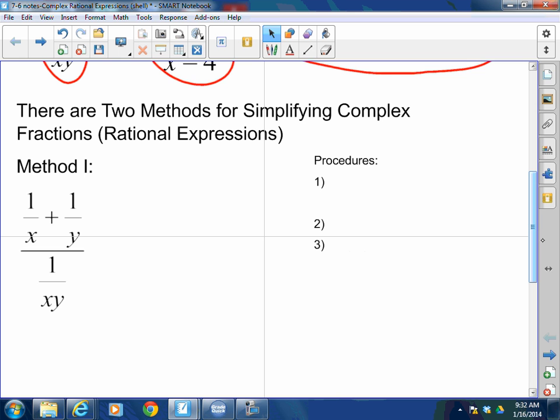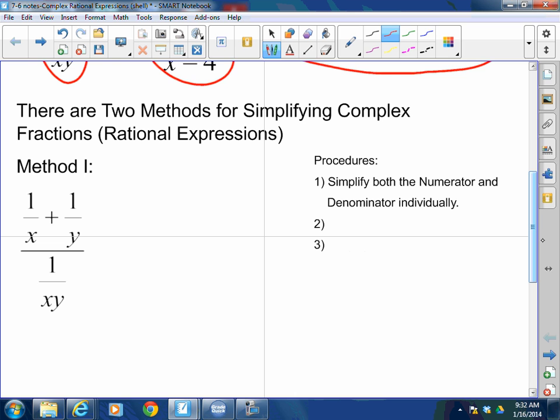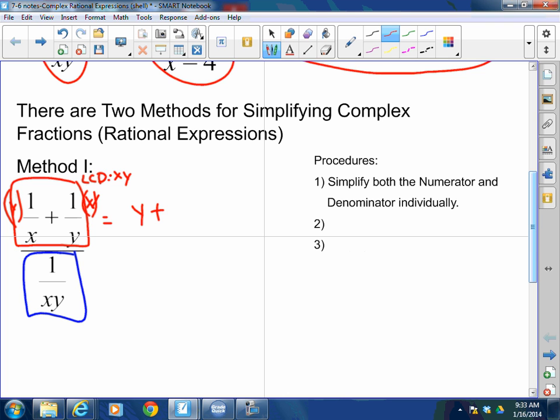So method 1, procedures. Simplify both the numerator and the denominator individually. Well, we know how to do that already. I'm going to work with the numerator in red, and I'm going to work with the denominator in blue, just so we can keep things clear. So, my numerator. What's the LCD of the numerator? xy. So what do I need to multiply here? And what do I need to multiply here? An x. So this is y plus x over xy. Does everyone see and agree with that?